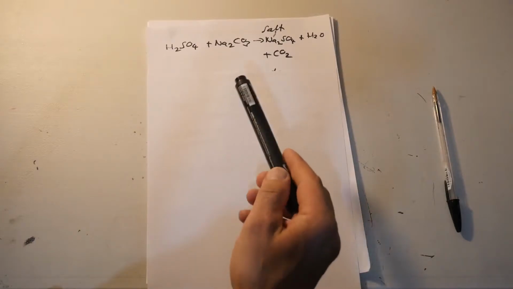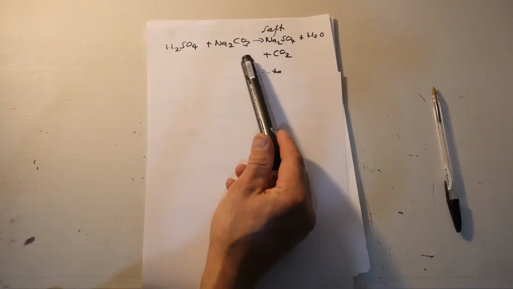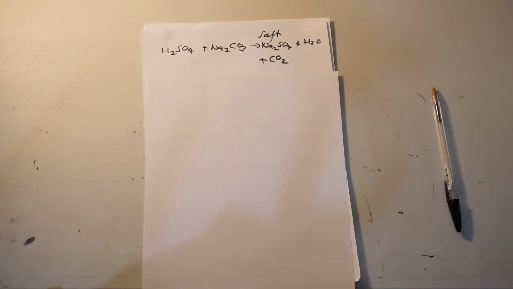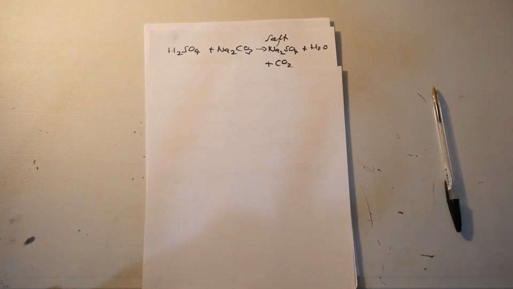So the first one, when you have sulfuric acid combining with sodium carbonate, okay, that gives the salt sodium sulfate plus water, okay.